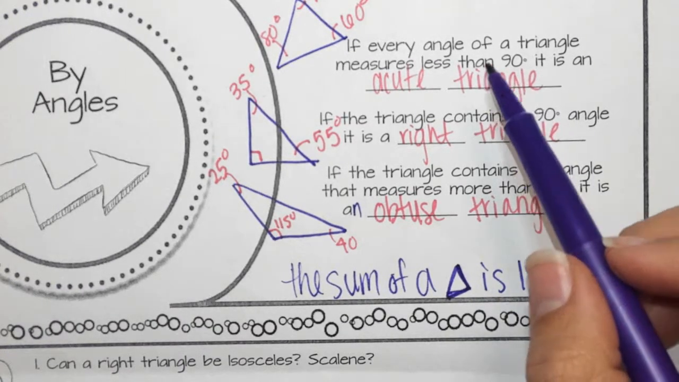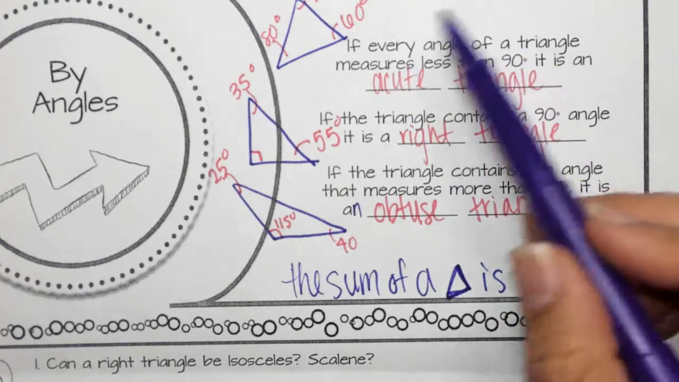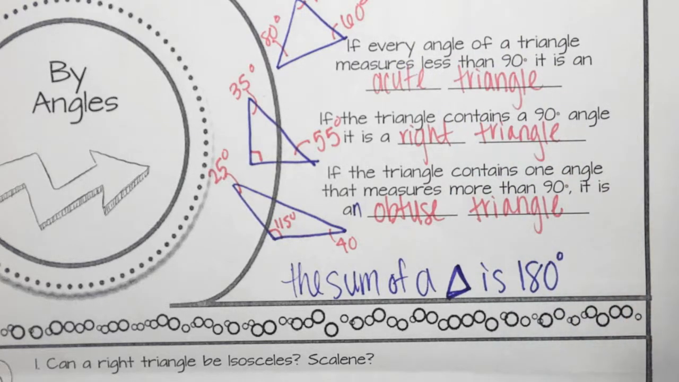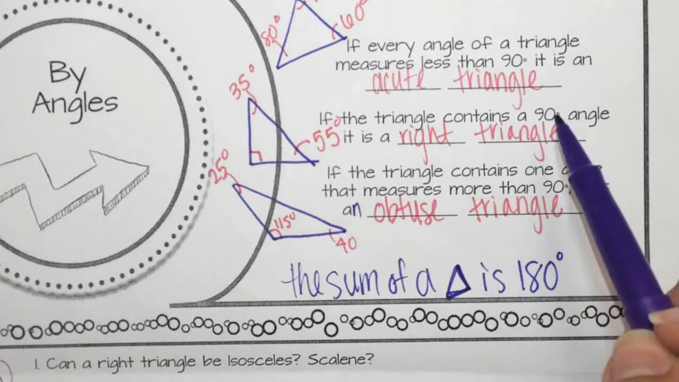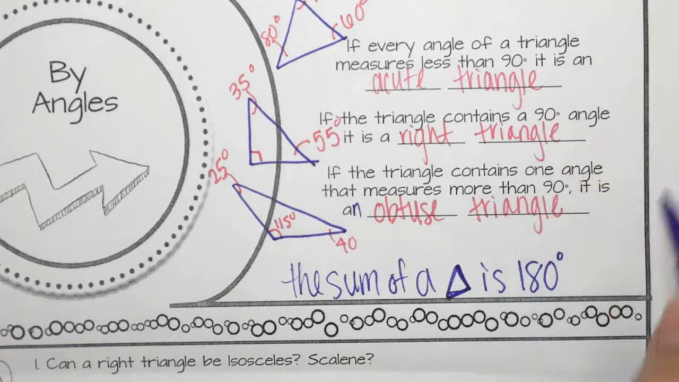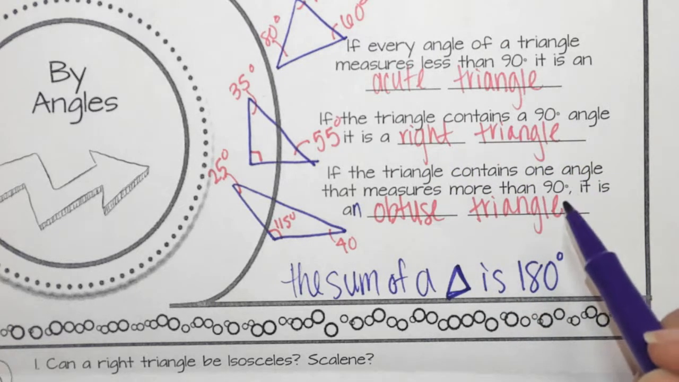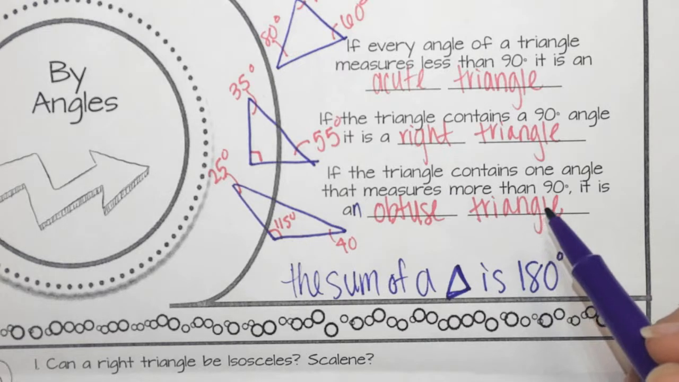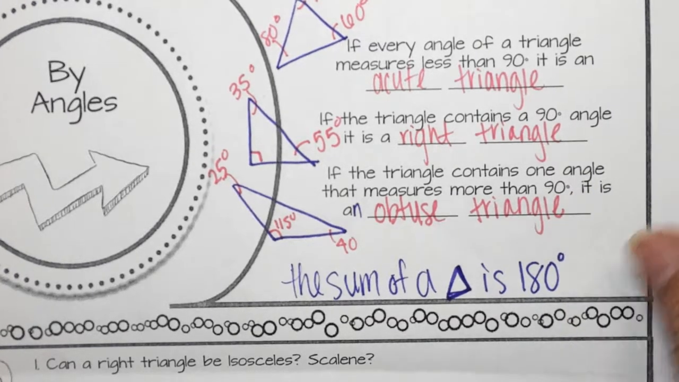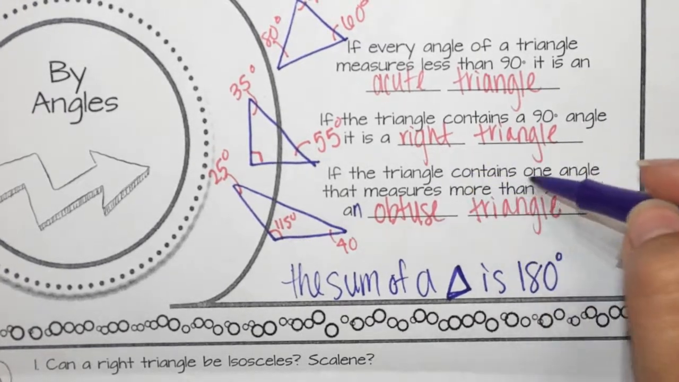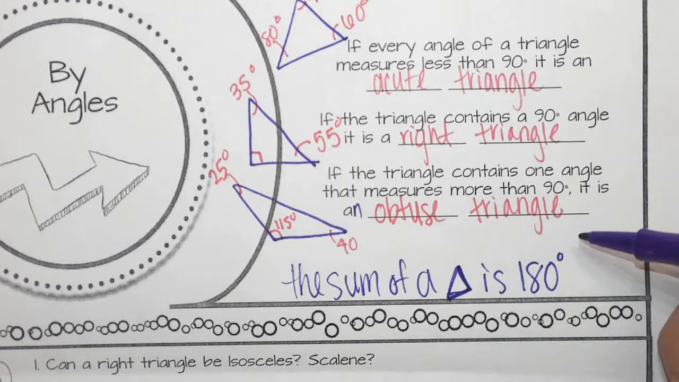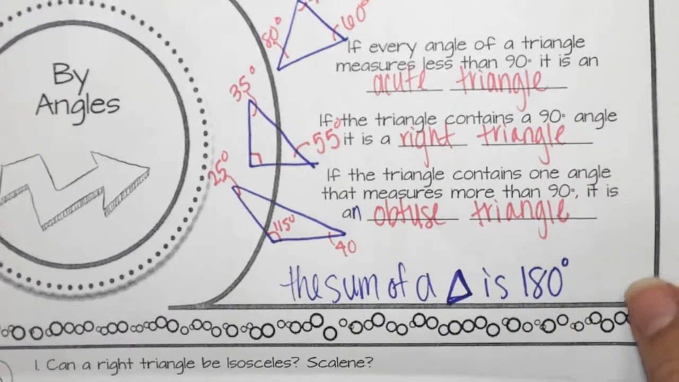If it's acute, all of the angles must be less than what? 90. If one angle is 90, what kind of triangle is it? Right. If one angle is more than 90, what kind of triangle is it? Okay, guys, let's try that again. If one angle is more than 90, what kind of triangle is it? Obtuse.